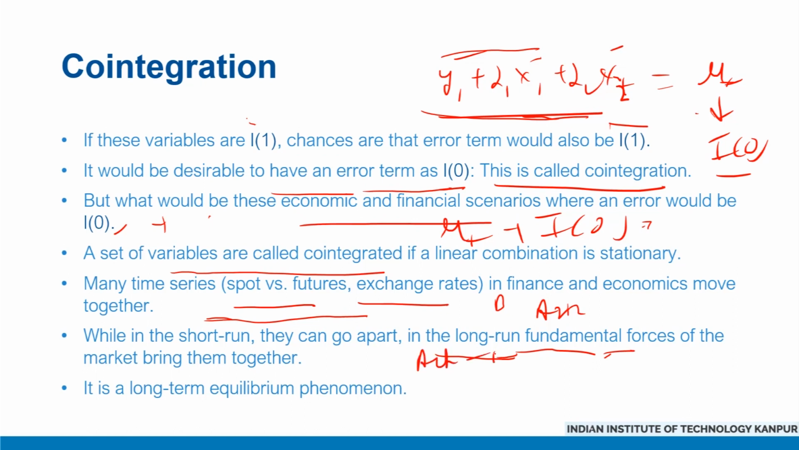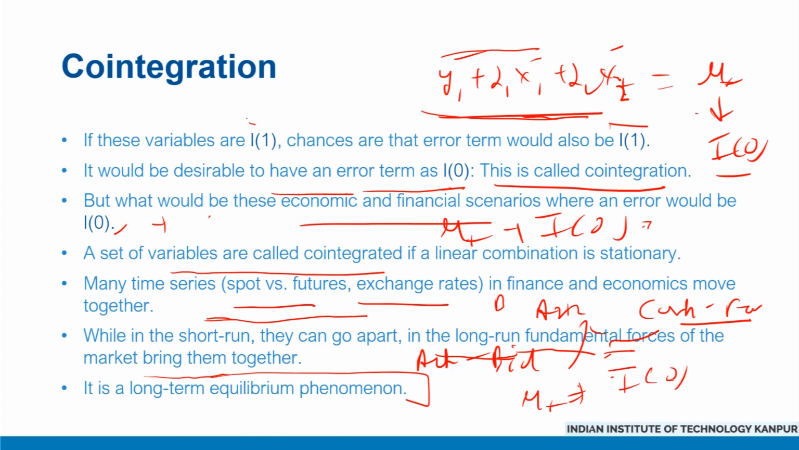For example, ask minus bid cannot increase infinitely, it has to be range bound. Similarly, cash equity minus future, the gap cannot increase infinitely, it has to be range bound. And this kind of long term equilibrium phenomenon is called cointegration, which reflects some kind of fundamental structural relationship between time series variables. There can be 2, 3 or more variables, and if we find their linear combination, which we are calling mu t or error term, to be stationary or I0, then these variables would be called cointegrated. So to summarize, in this video, we understood the concept of cointegration.